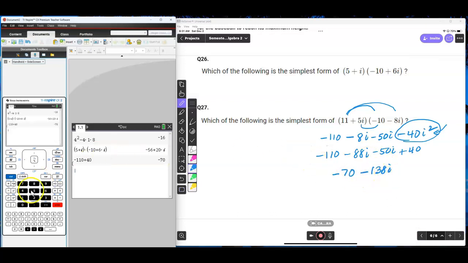So once again, you can check. Parentheses 11 plus 5i, and then parentheses negative 10 minus 8i, right? So i's over here. Enter, and there it is.